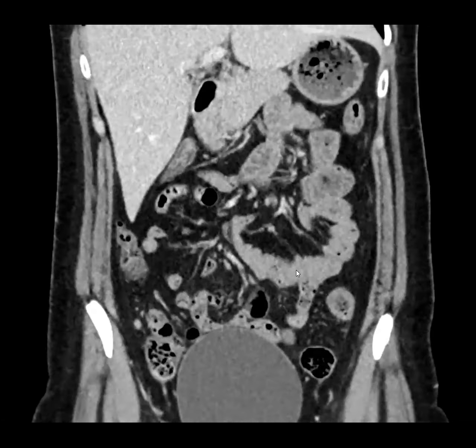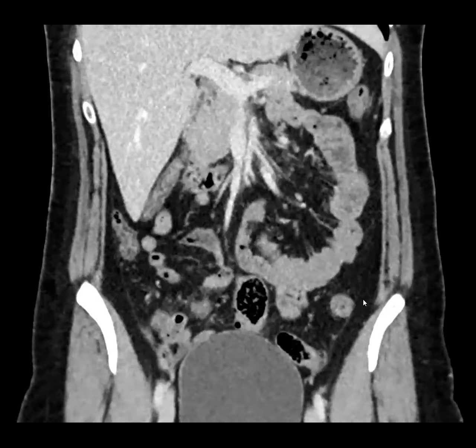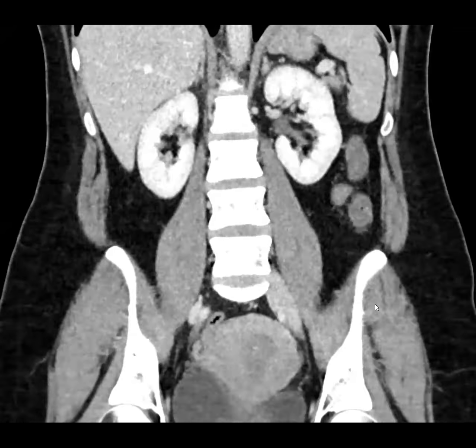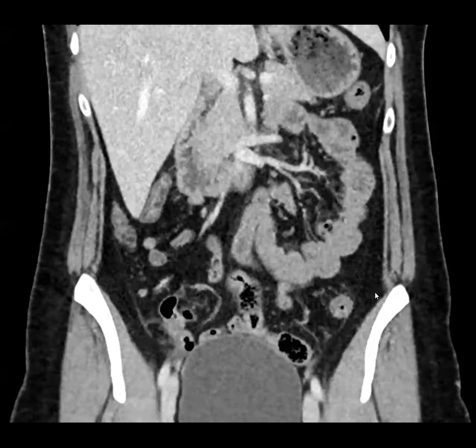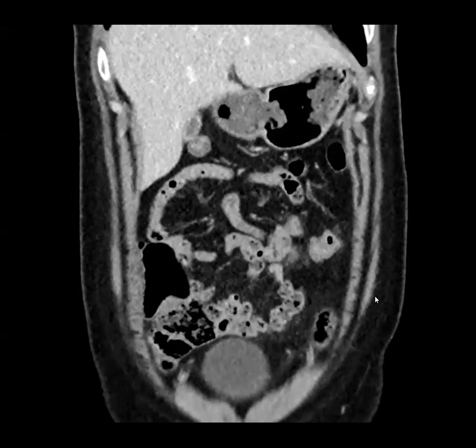I would include C. diff. Probably, it's your infection, inflammation, ischemia differential.